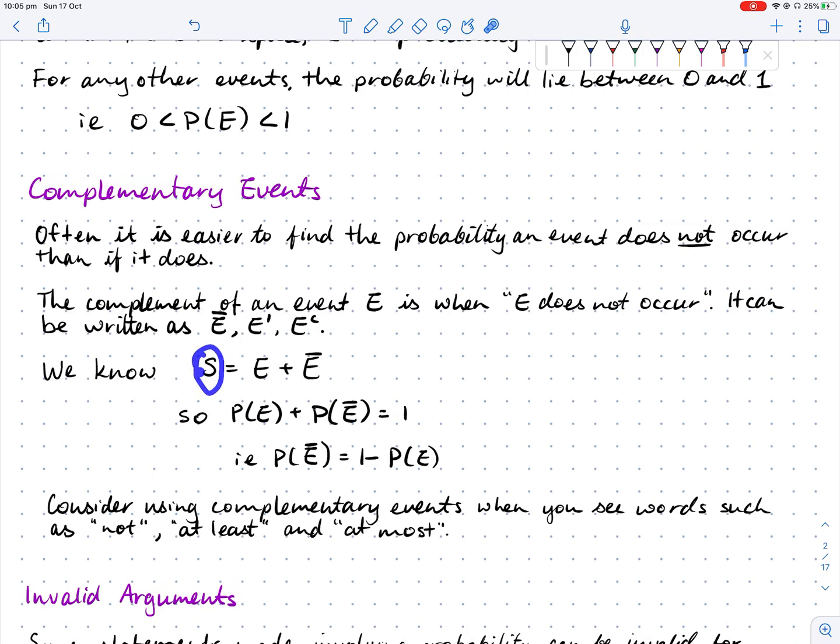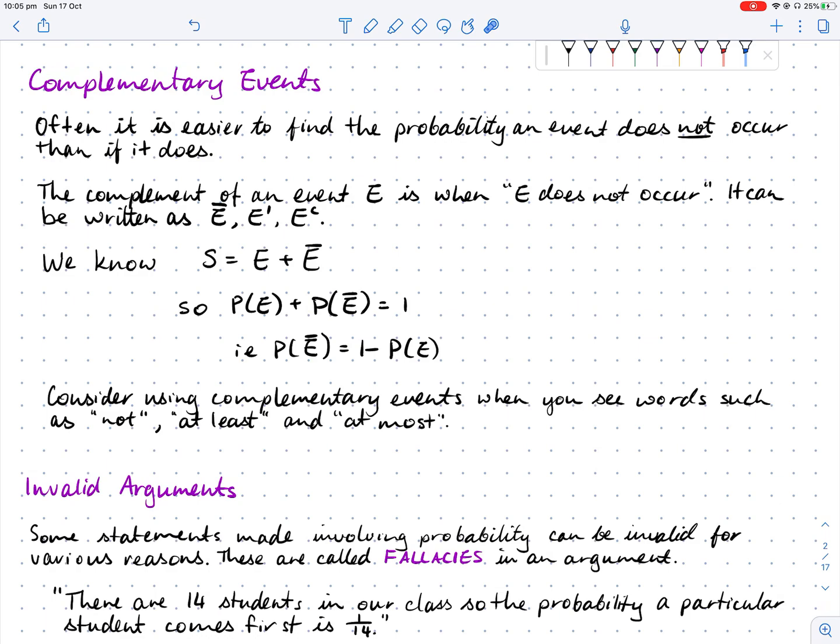So basically, if I want the sample space, it's going to be everything in the event and everything not in the event added together. So that means the probability of the event added to the probability of what it's not should equal 1. So a way that we can calculate complementary events is to do 1 minus whatever the original event was. Or if you wanted to find an event, you're doing 1 minus whatever the complement is. Often we use complementary events a lot when we see the word not. If it's not, then it's a lot easier to work out when it is, and then you can subtract it from 1.